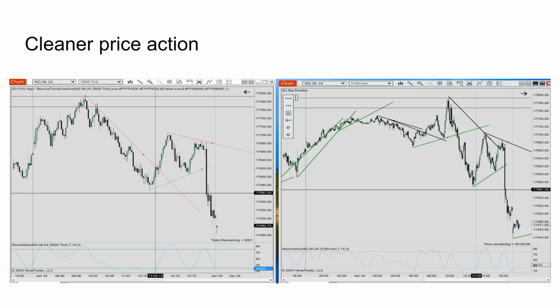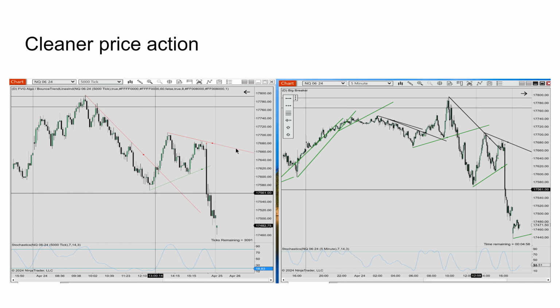On the right side there's a 5 minute chart. On the left side there's a 5000 tick chart. Same day, same price action, same periods. First of all, see how many trend lines here, then here, where there's only 3 trend lines on 5000 tick charts.